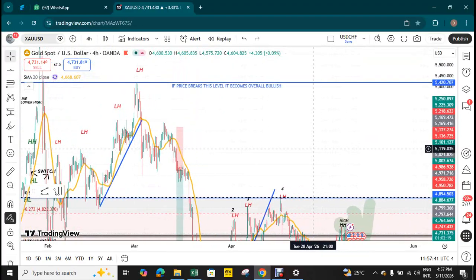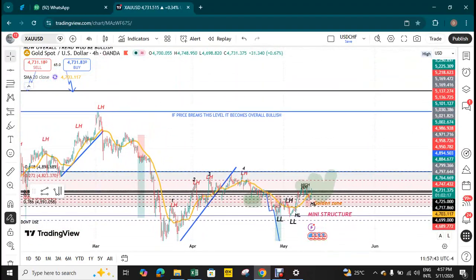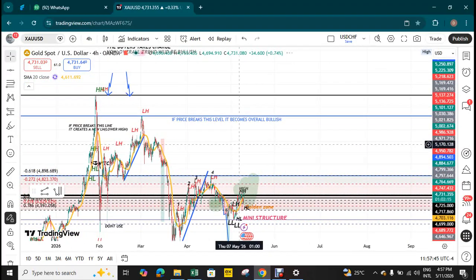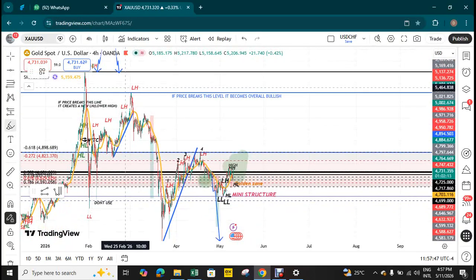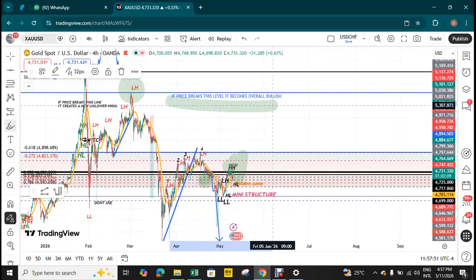This area is very, very important. This one. Why is it important? Because you can see I tagged this area. I said if price breaks this level, it becomes overall bullish in the 4 hours time frame.